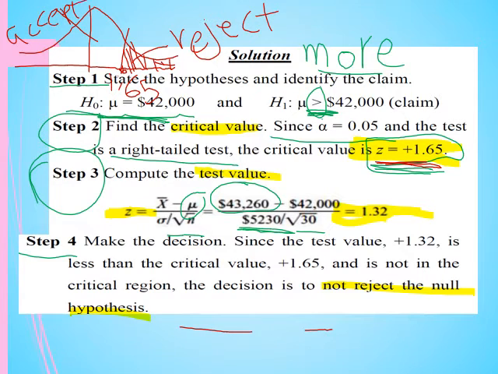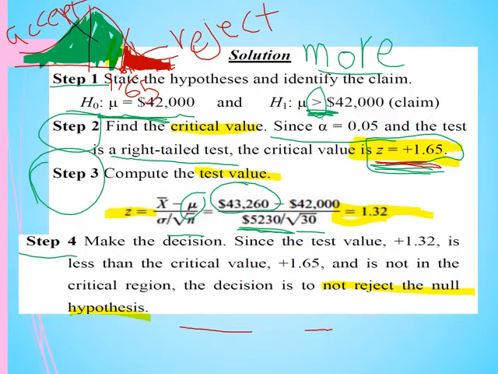I mean any values in this green region will be accepted, and we don't reject the null hypothesis. If the value falls in the red region, up to the point of the critical value, we will reject.